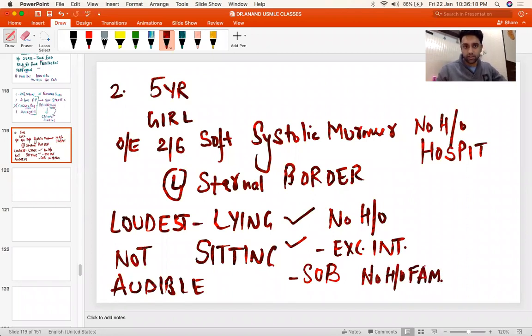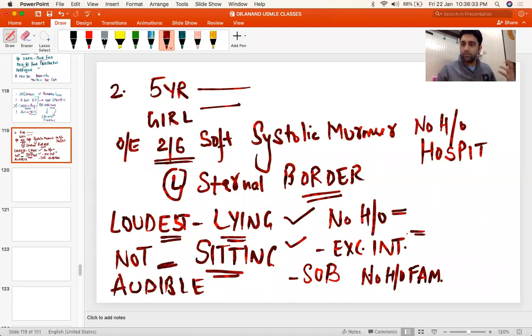Okay, this is the full question. A 5-year-old girl came to you. You just found a small 2 by 6 soft systolic murmur at the left sternal border, which was loudest when she was lying, but when she was sitting, it was not audible. There is no history of shortness of breath or palpitations, no exercise intolerance, no family history, no previous hospitalization. It is her first ever episode.